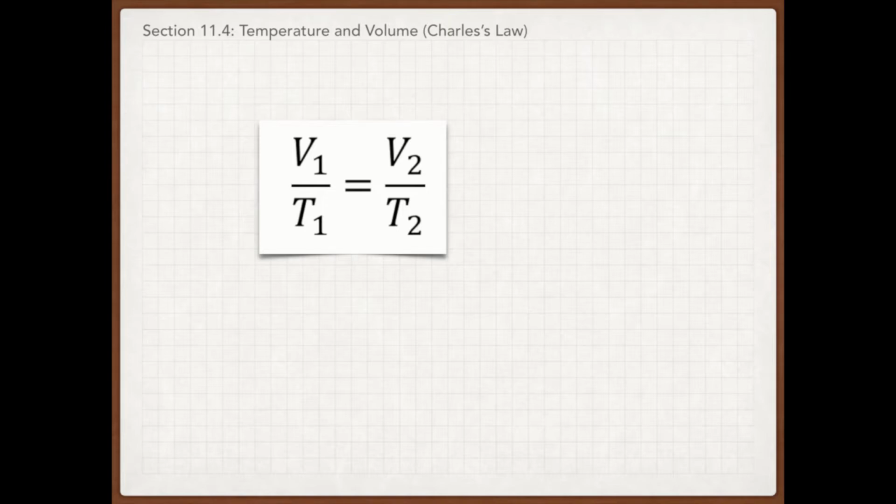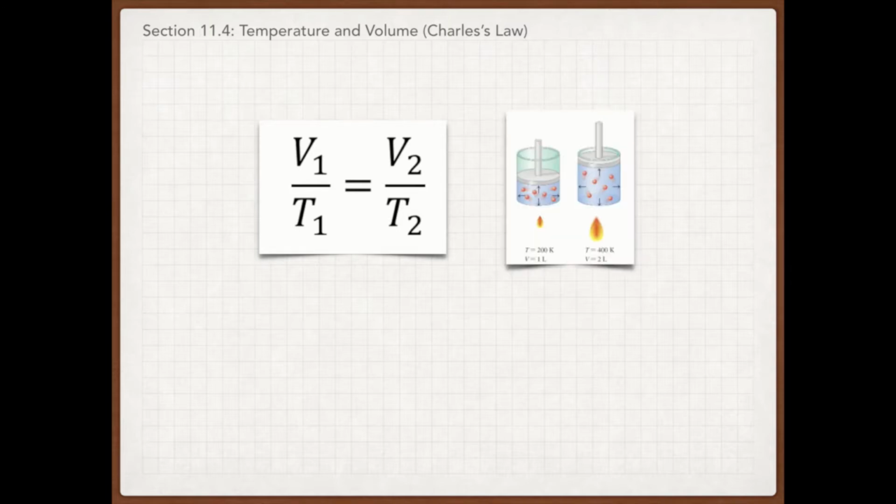So if you notice, if your volume increases, what that means is that your temperature is going to also increase so that the proportion doesn't change value. While for Boyle's law, it was P1 V1, and when pressure increased, volume had to decrease, so they were inversely related. Charles' law shows us that volume and temperature are directly related. So when one goes up, the other goes up. When one goes down, the other goes down.